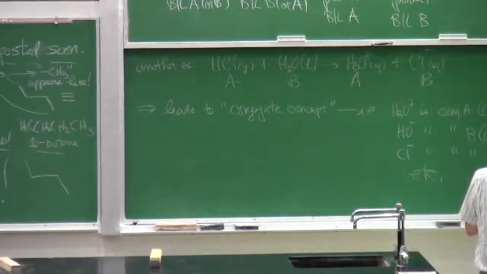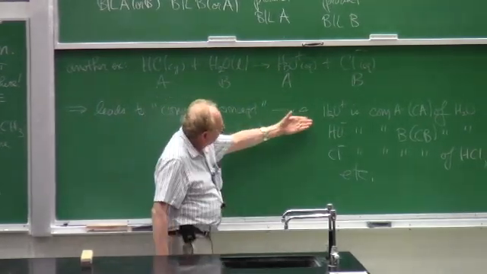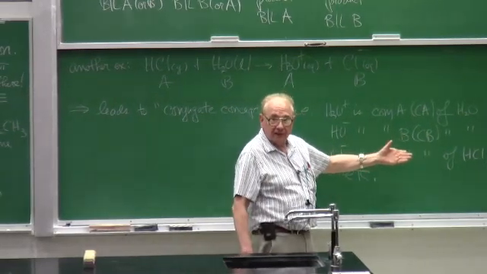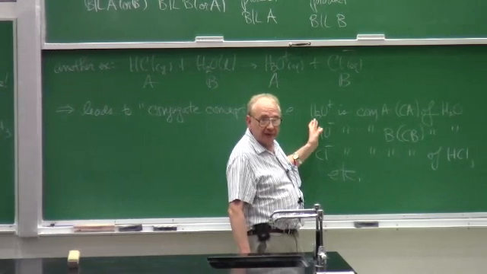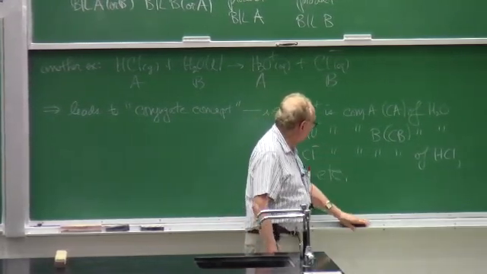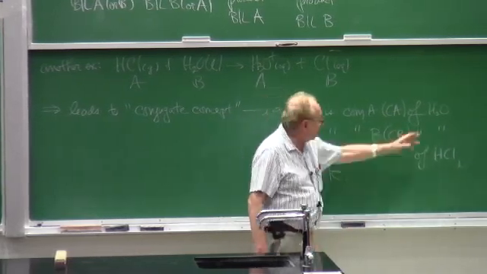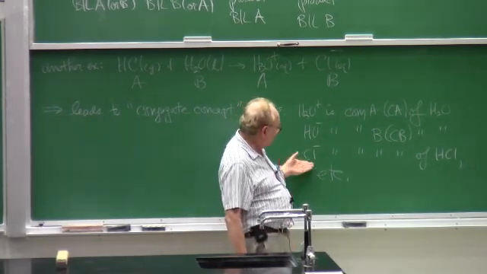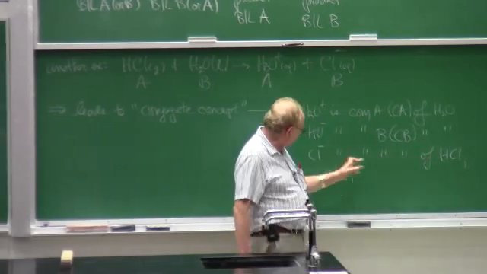So this tells us that hydronium ion is the conjugate acid of water. Or if you want to say it the other way, water is the conjugate base of hydronium ion. Hydroxide ion is the conjugate base, Cb, of water. Or if you want to say it, water is the conjugate acid of hydroxide ion. You can read it either way, it doesn't make any difference. Chloride ion is the conjugate base, Cb, of HCl. Or HCl is the conjugate acid of chloride ion.